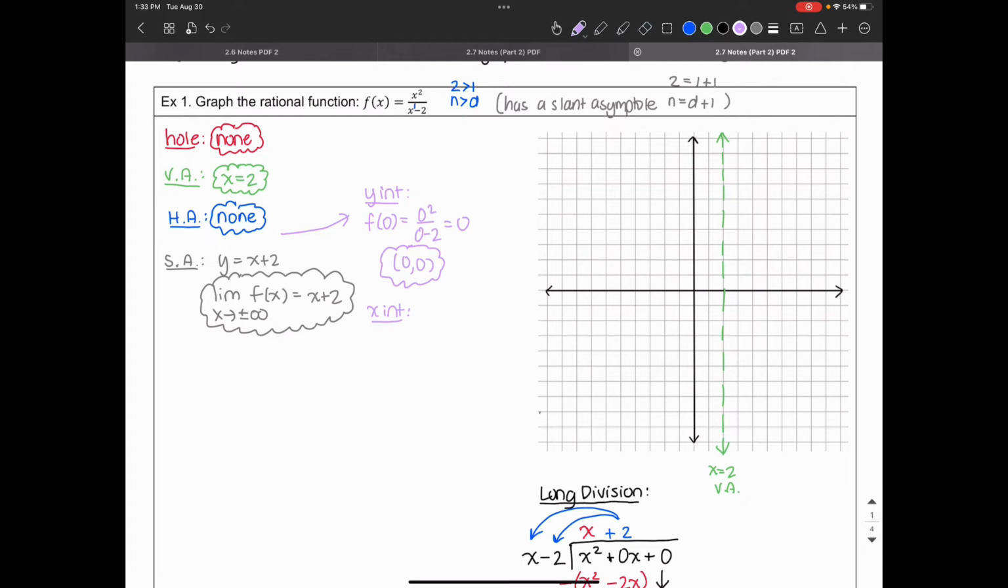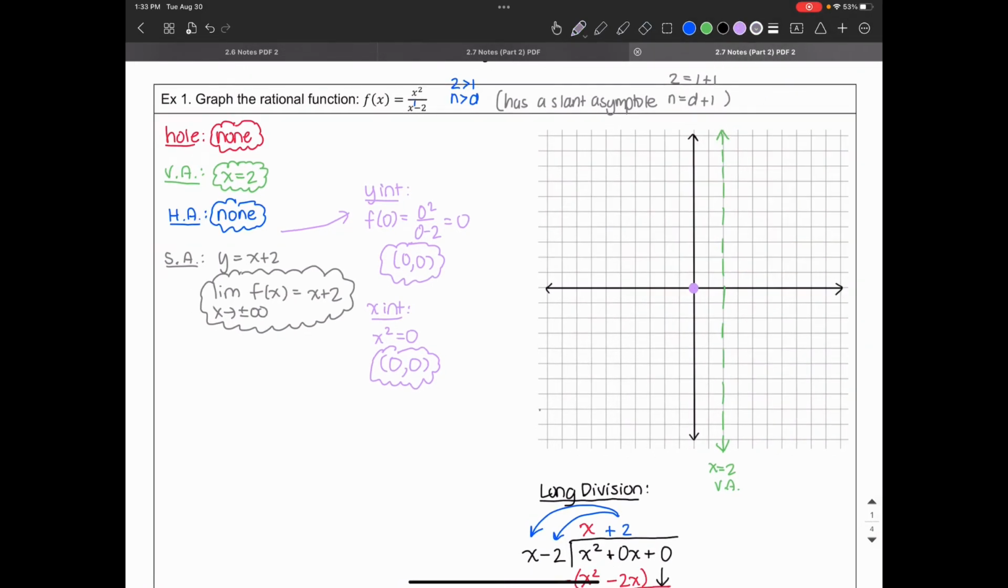Well, to find the x-intercept, I'm setting the numerator x squared equal to 0 and then solving for x to see when the numerator would be 0. The only x value for which it would be 0 is 0, so my only x-intercept is (0, 0). If this is a y-intercept, it's also going to be an x-intercept as well. Both terms are 0. So I have a y-intercept and x-intercept at (0, 0) that I'm going to put on the graph, and then I'm also going to draw my slant asymptote, which is y equals x plus 2.